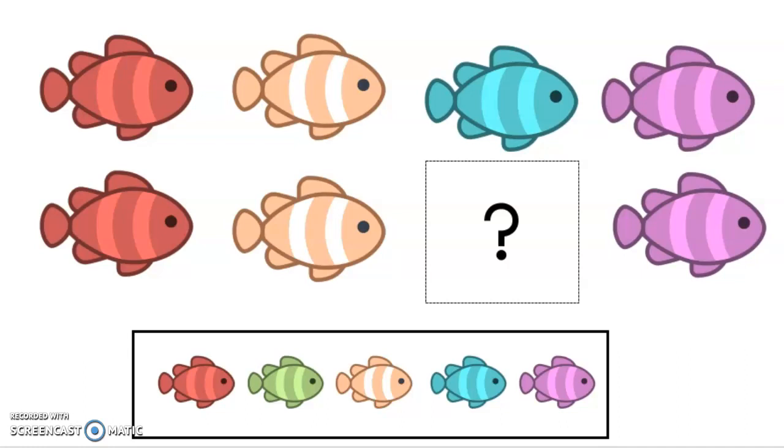Next, we have a similar pattern. Which fish should go in the missing box? Well, let's look at the pattern. Red, red, orange, orange, blue, blank, purple, purple. Well, we won't need the green fish in the box. And there's 2 of every other color except blue. So I'm going to put the blue fish in the box to complete the pattern.